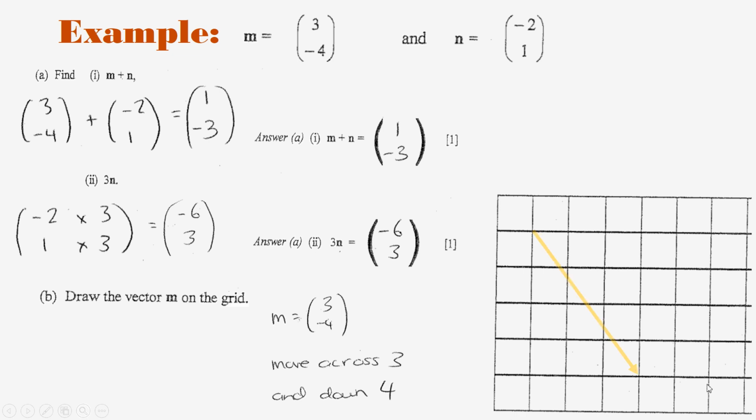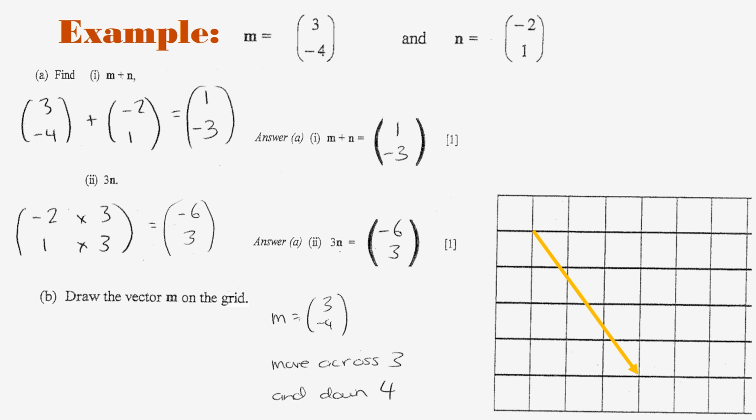So I chose this random starting point. I went across by 3, down by 4, and then the resultant vector is in yellow here. They just wanted you to draw the vector m. You could label it bold m if you want. Remember, sometimes you can write m with a little line underneath too, as representing the vector.